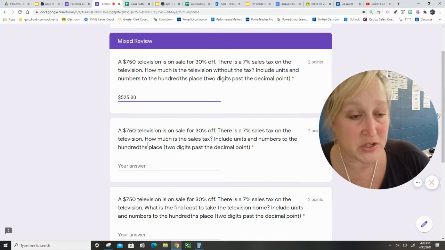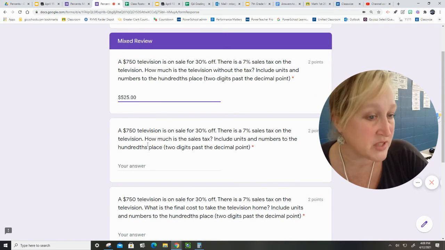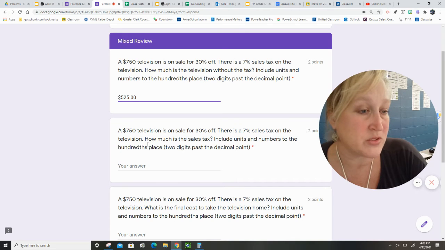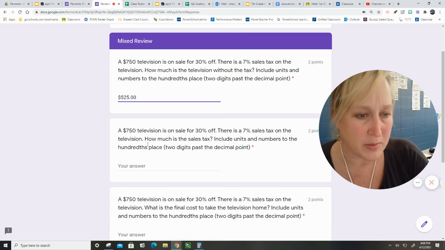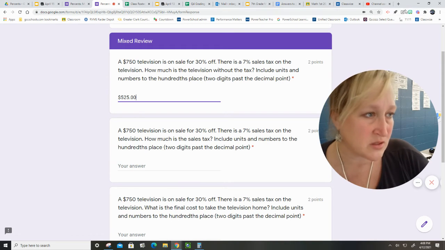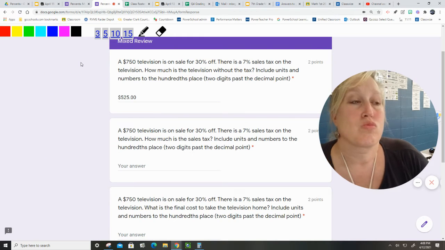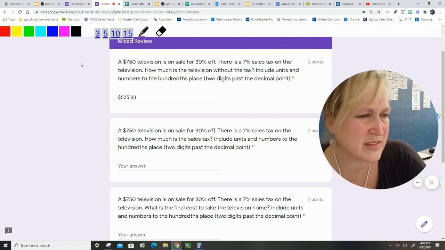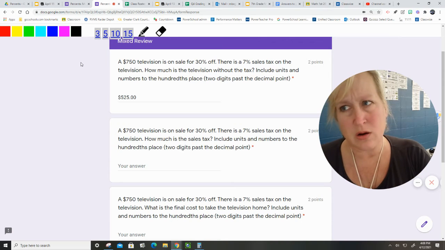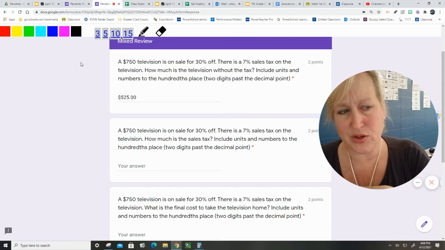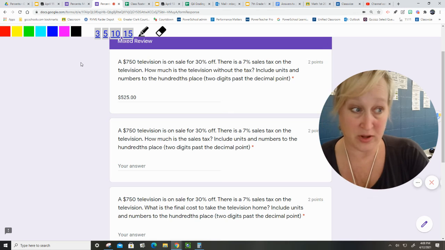A $750 television is on sale for 30% off. There's a 7% sales tax on the television. How much is the sales tax? Include the units and numbers to the hundreds place. So this is where the real world stuff comes in. Do I add that sales tax before or after I take off that discount?